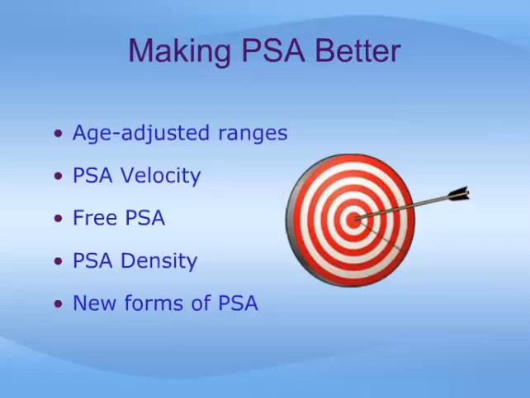Researchers have strived to improve PSA testing to reduce the number of unnecessary biopsies performed. Methods in current use include age-adjusted ranges and so-called PSA velocity, free PSA, and PSA density. In the future, other forms of PSA may be measurable and have greater value than our current test.